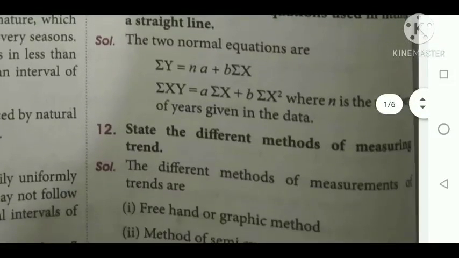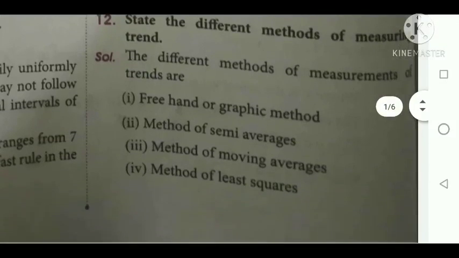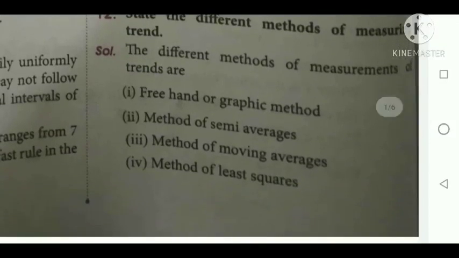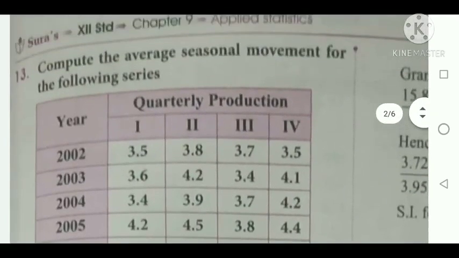Then state the two normal equations, again the same things. Then state the different methods of measuring trend: freehand or graphic method, method of semi-averages, method of moving averages, and method of least squares. In this exercise we are going to see these four methods. First, we are going to see the sums one by one.